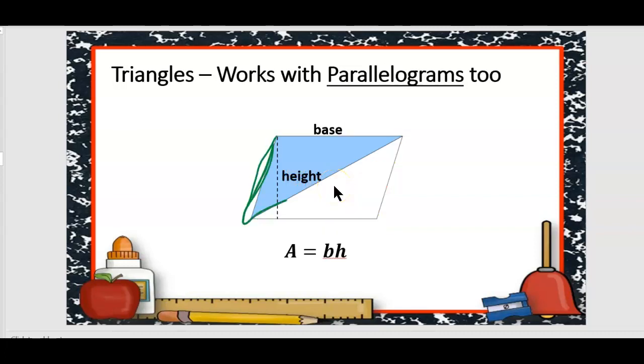So if you get something that looks like this, yeah, but they won't put the height here. You know where they're going to put the height? I'm going to show you. It's going to look really weird. You're like, I have no idea what to do, Mr. Hoffman. So that's what we're here for.